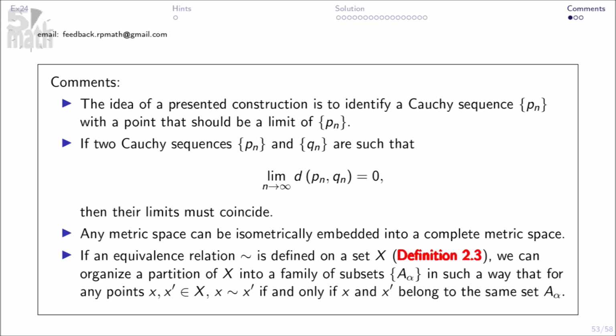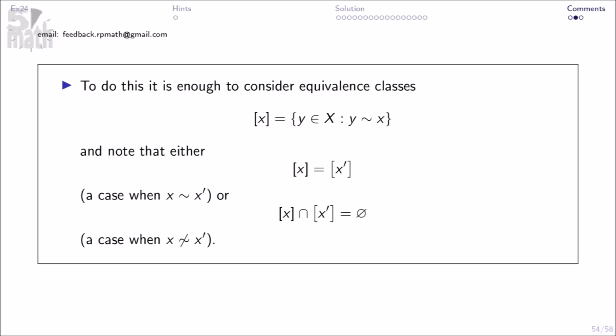If an equivalence relation is defined on a set X, definition 2.3, we can organize a partition of X into a family of subsets A sub alpha in such a way that for any points x, x prime, x is equivalent to x prime if and only if x and x prime belong to the same set A sub alpha. To do this, it is enough to consider equivalence classes here, and note that either this, a case when x is equivalent to x prime, or this, a case when x is not equivalent to x prime.